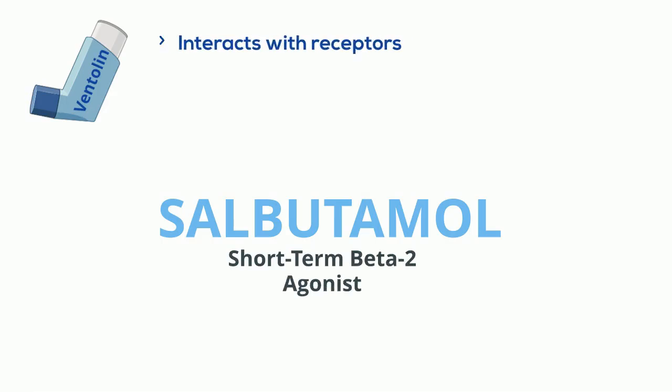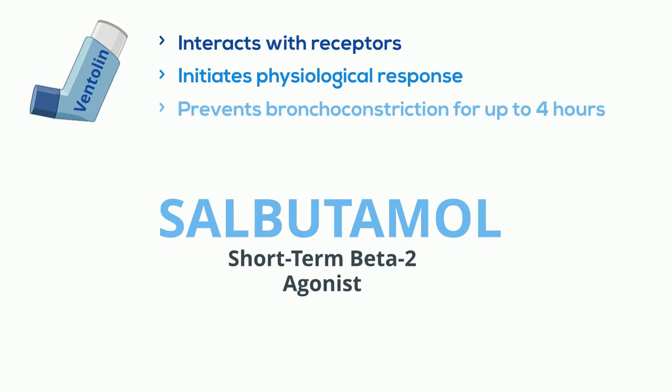When you think of asthma medications, you probably think of a Ventolin inhaler. Ventolin, or salbutamol, is one of the most common treatments given for asthma management. Salbutamol, a type of bronchodilator, is a short-term beta-2 agonist. Salbutamol is classed as an agonist as it interacts with G-protein-coupled receptors to initiate the physiological response of bronchodilation, further preventing bronchoconstriction for up to 4 hours.